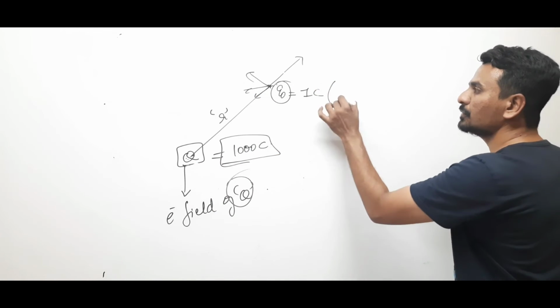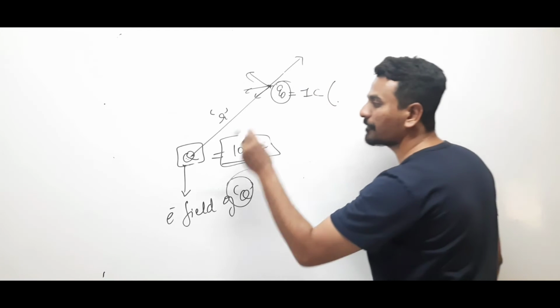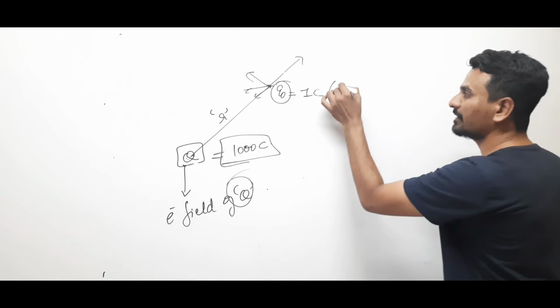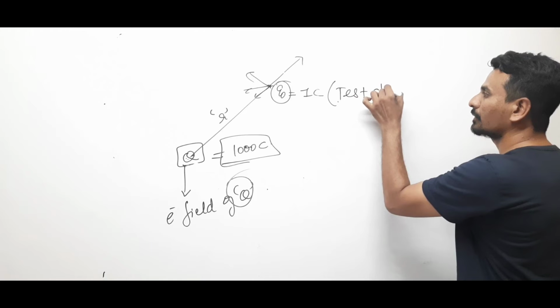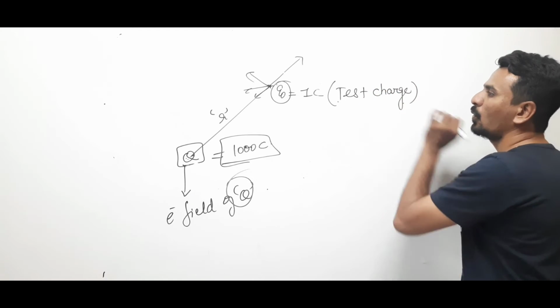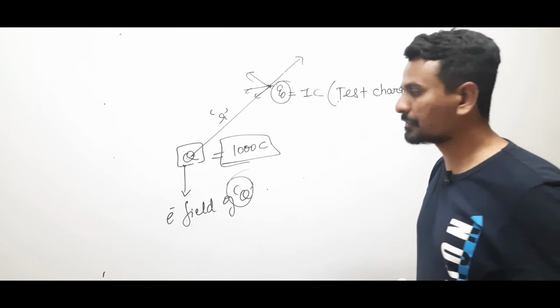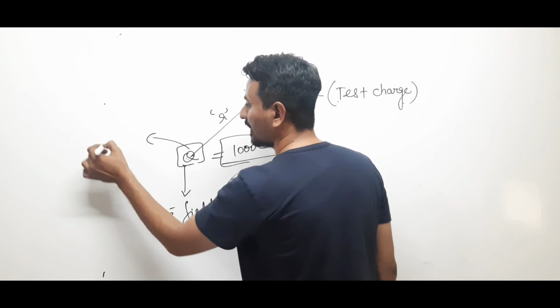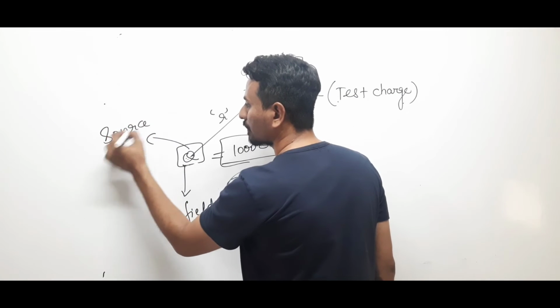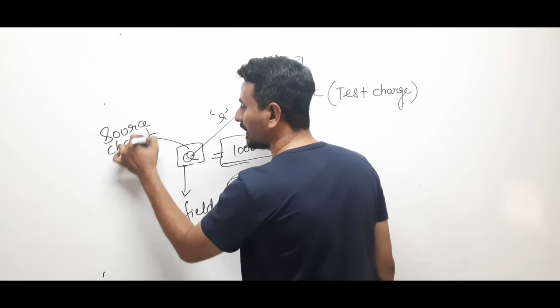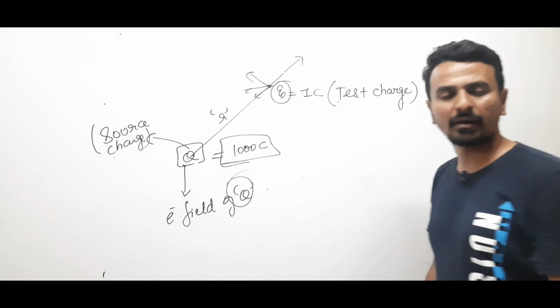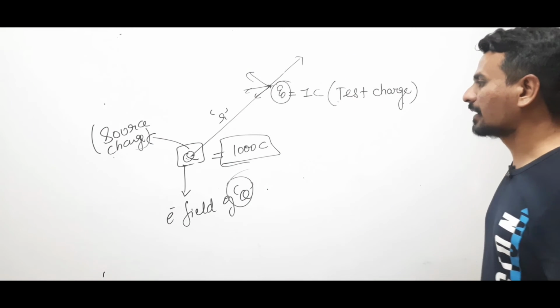So this is just to detect the electric field of this charge. So this is known as the test charge. So students, the test charge will have very less magnitude. This is known as the source charge. Source charge means the charge whose electric field is to be found. Fine.